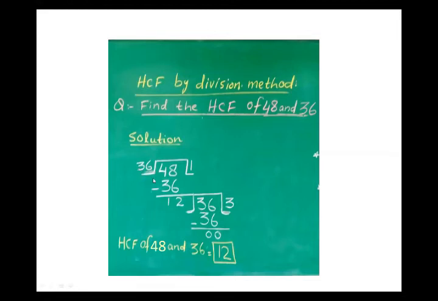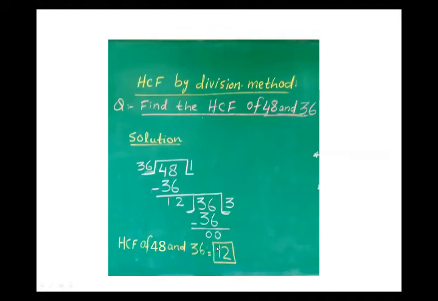So firstly we took 36 as the divisor. Now we take 36 as the dividend. So we divide 36 by 12. You can see that 12 times 3 is equal to 36. Here the remainder is 0.